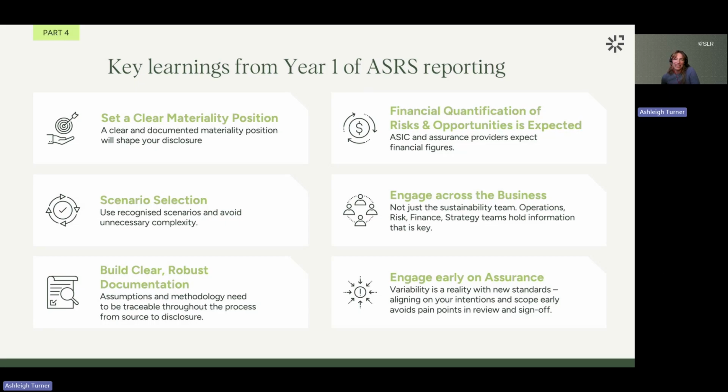Under the scenario selection, use recognized externally referenced scenarios and avoid unnecessary complexity. So companies that have tried to build their own scenario narratives found that it's time consuming and really data light. So we recommend using the global standard scenarios like the IPCC and the NGFS because they're a good foundation and you can build from there.